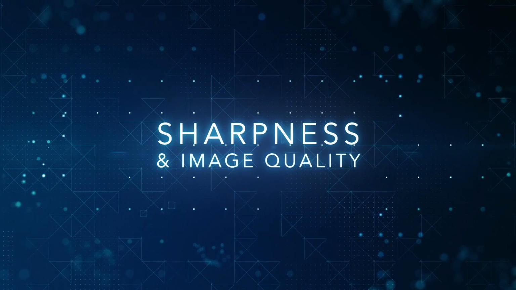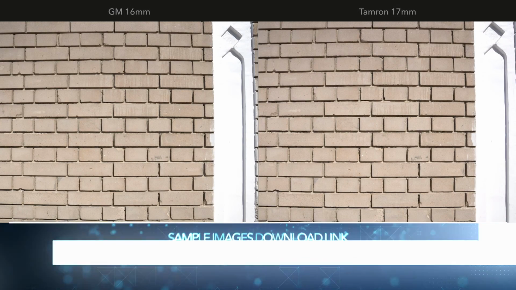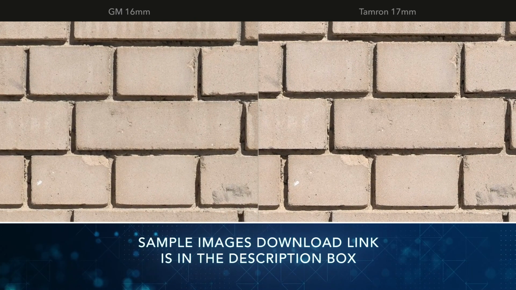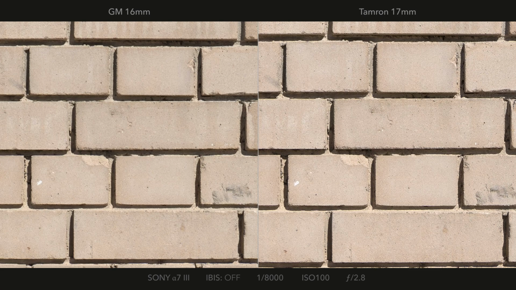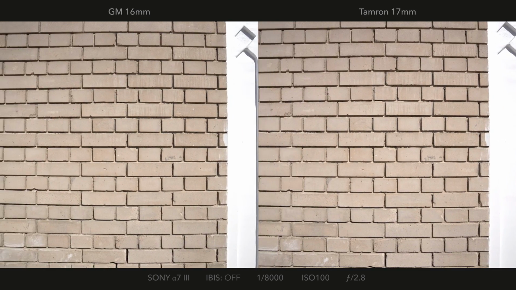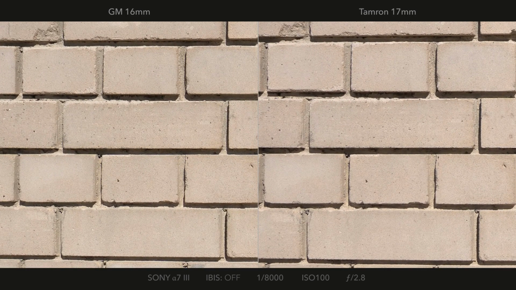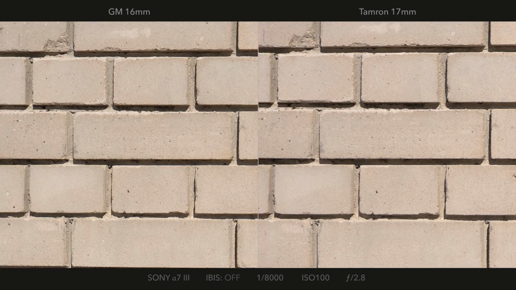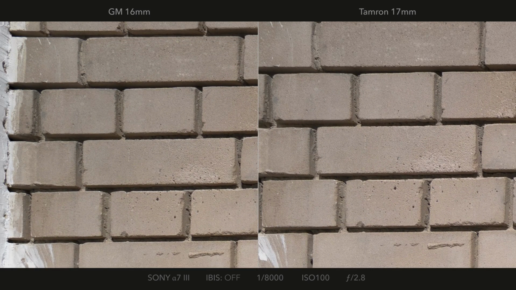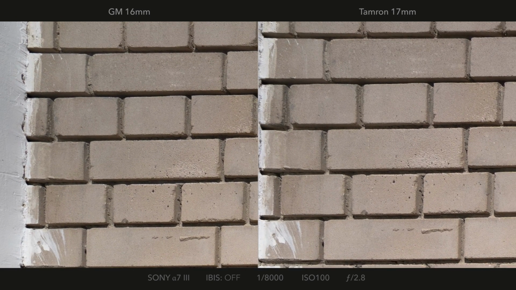Sharpness test. The image quality is what makes a lens great or bad. At f2.8 and when zooming in to 100%, Tamron is sharper than the G Master in the center, while it gets remarkably softer on the sides. And at the corners, we find that both lenses share similar image quality.